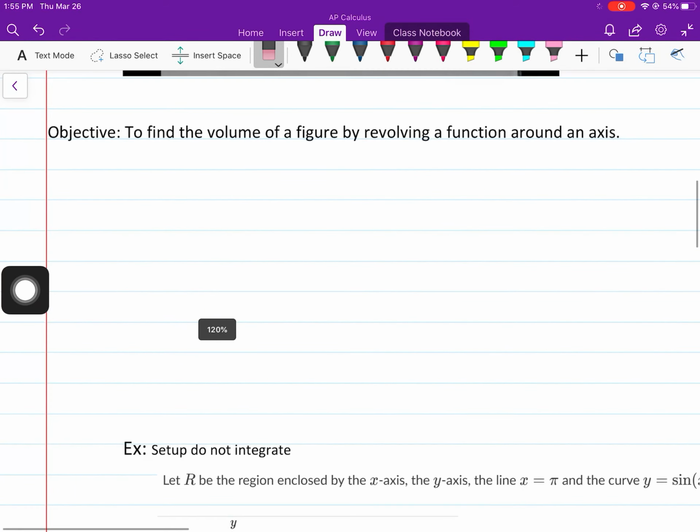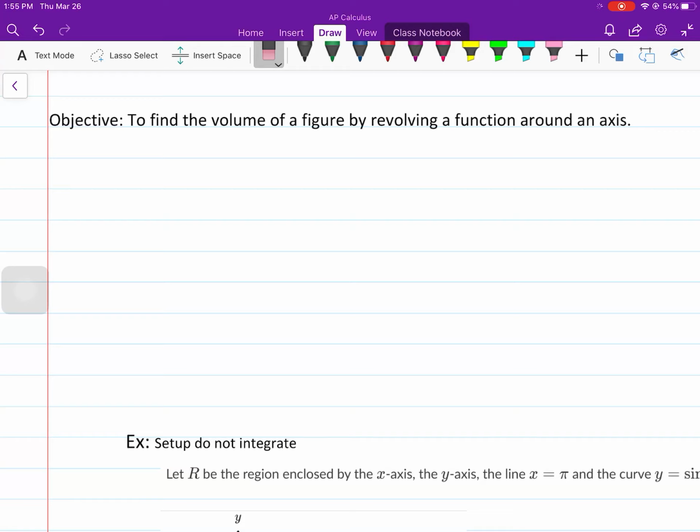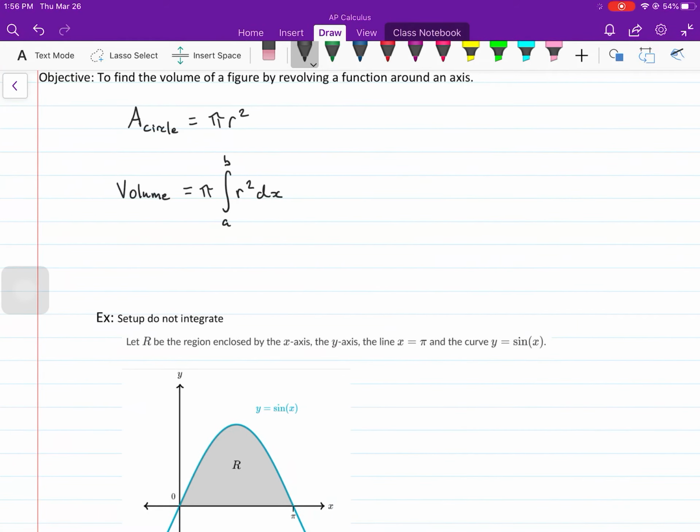And so if you think about it, what we're really doing is called a disk because we're getting a circle. If you remember, the area of a circle is pi r squared. So in order to figure out the volume of the washer, it's going to be pi times the integral of the radius squared. And our radius is actually going to be our function, and then in respect to x, or in respect to y if we're doing it around the y-axis.